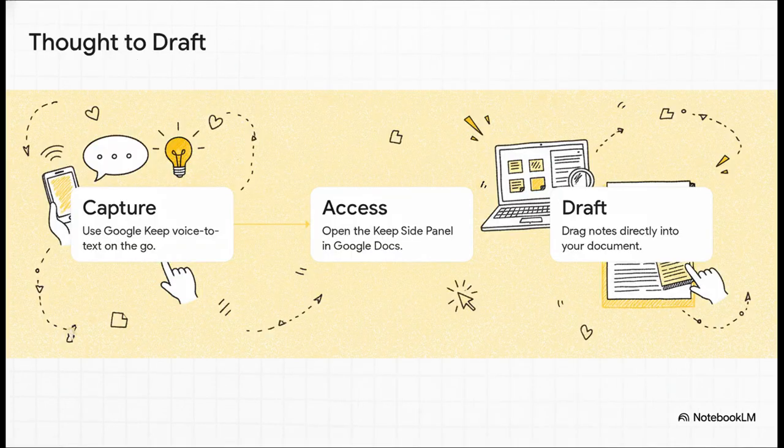So here's how the loop works. It's brilliant. An idea strikes you. You grab your phone, open Google Keep, and use the voice to text to capture it. Then later, when you're back in your living document, you just open the Keep side panel, and boom, all your notes are sitting right there, ready for you to just drag and drop them straight into your draft.